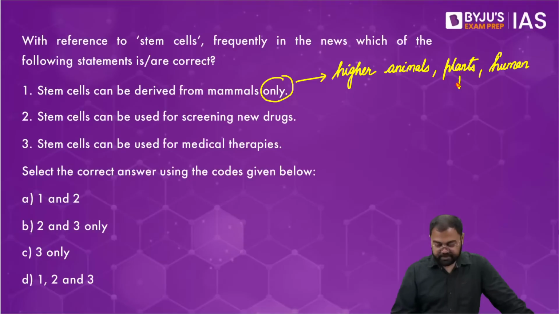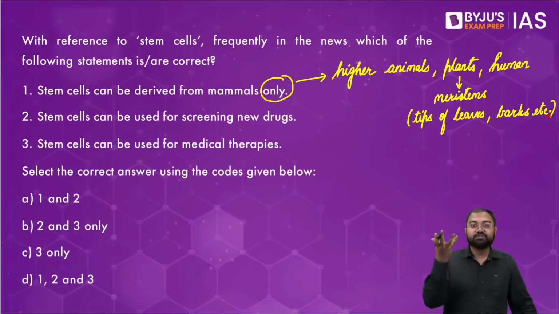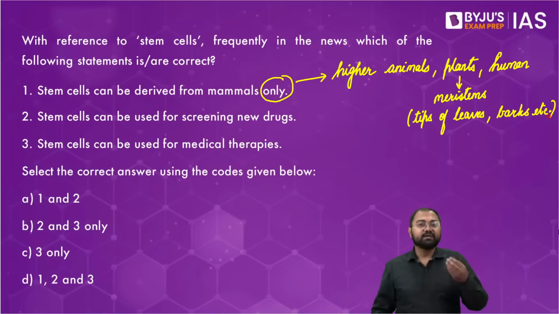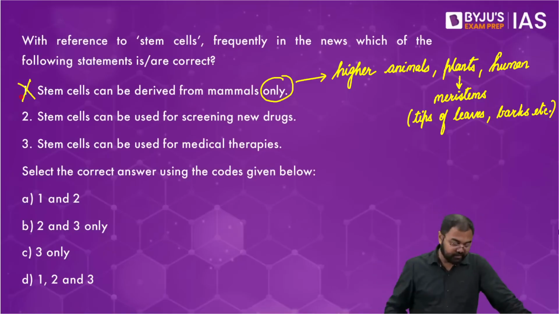In case of plants, basically you have cells which are called as meristems. Meristems or meristematic tissues, which are, you can say, the tips of leaves or the barks. So wherever you have the tips, wherever new growth is happening, that's the part that has stem cells in plants. So that's why not mammals only, everywhere. I mean, all the higher plants and animals.